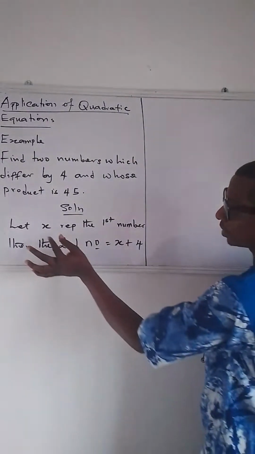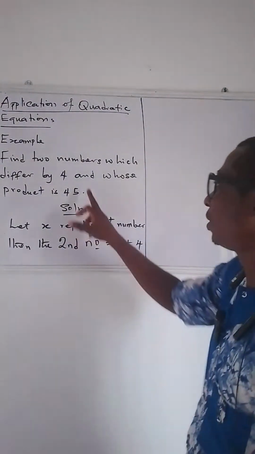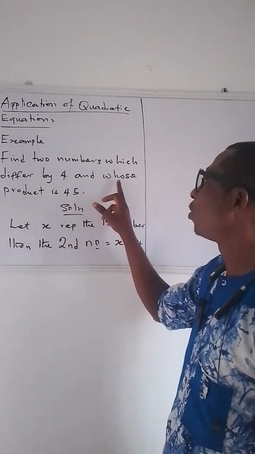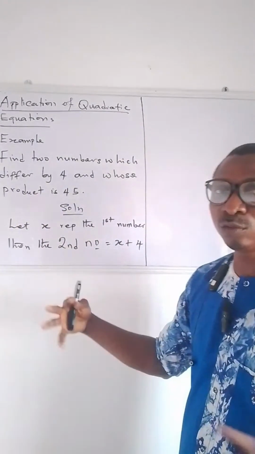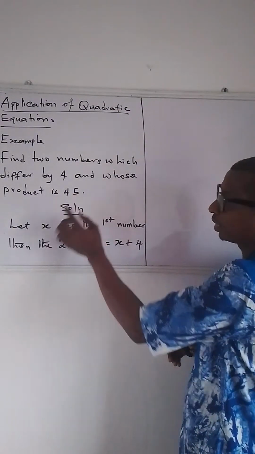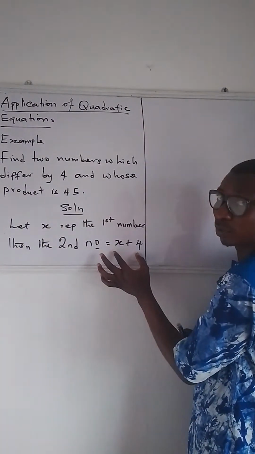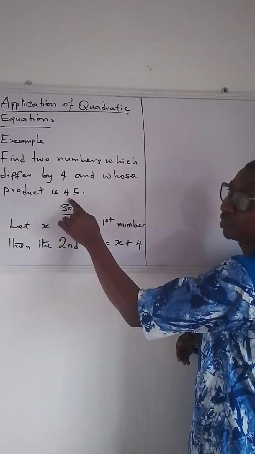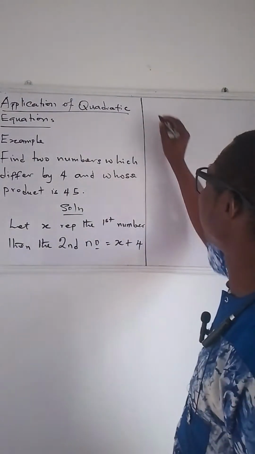So we have two numbers now, x and what? x plus 4. Now the question says whose product is 45. That is, when you multiply the two numbers together, the answer is going to be what? 45. These are the two numbers. When you multiply x and x plus 4 together, you have 45. Hope you get that. Now let us write that mathematically.